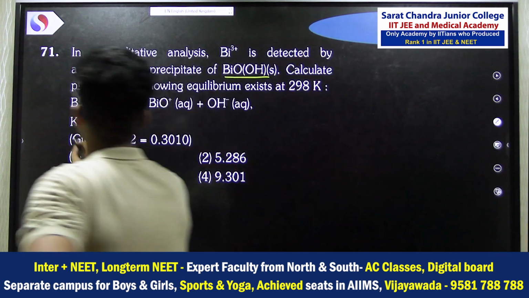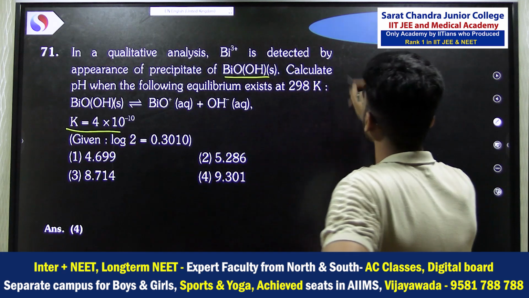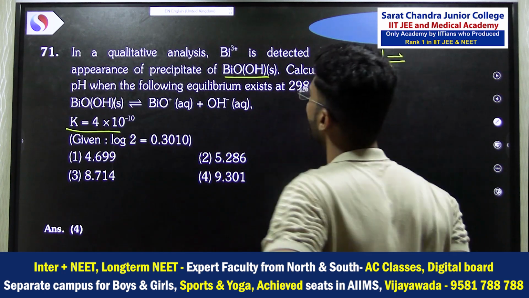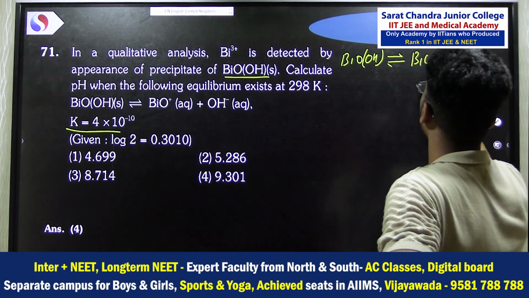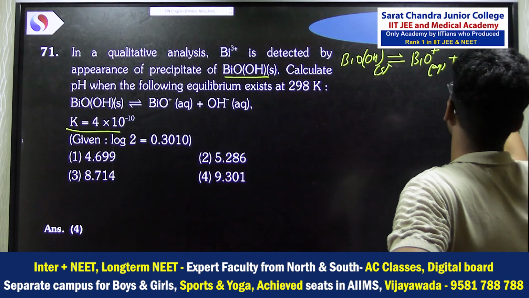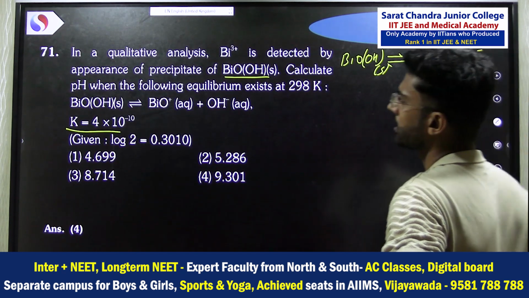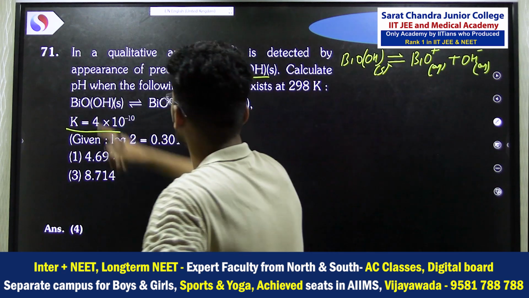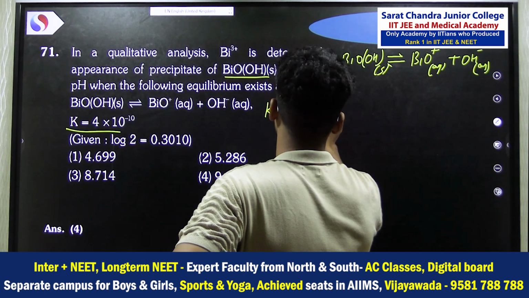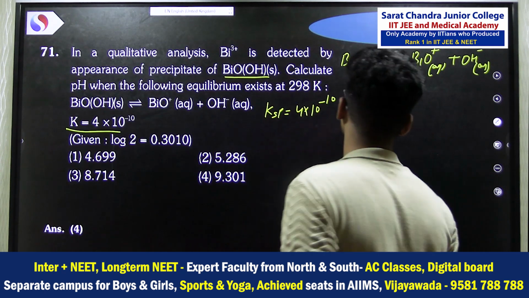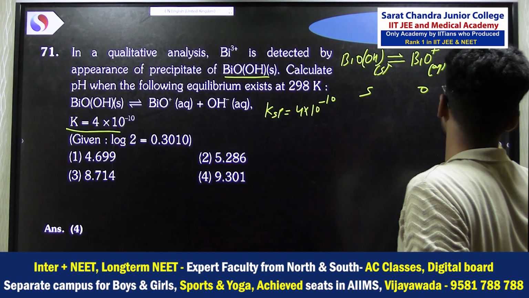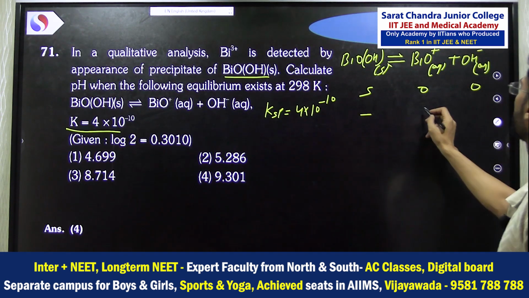Okay, this K value is given. Let me first write down the equation. BiOOH solid is in equilibrium with BiO positive, aqueous, plus OH negative, aqueous. This K is a Ksp, which is given. So Ksp is equal to 4 into 10 raised to power minus 10. We can assume that initially the solubility is S, and these are 0 and 0, so after equilibrium, this will be S and S.